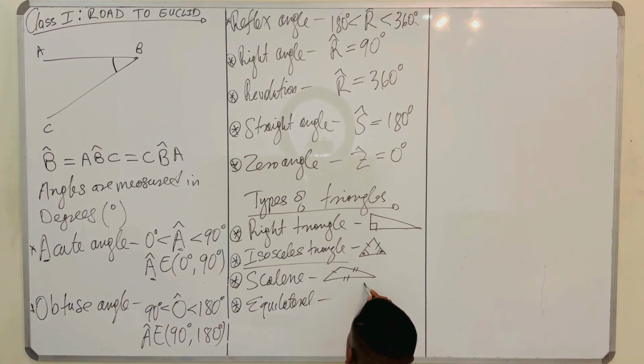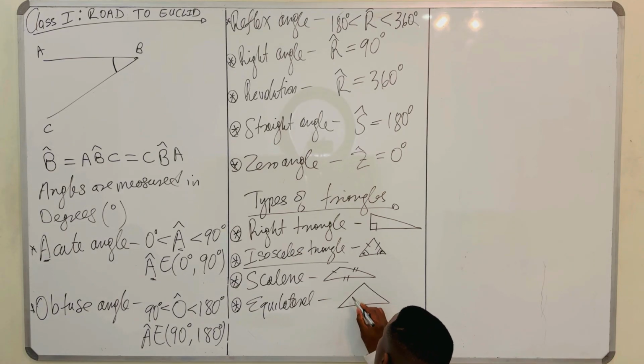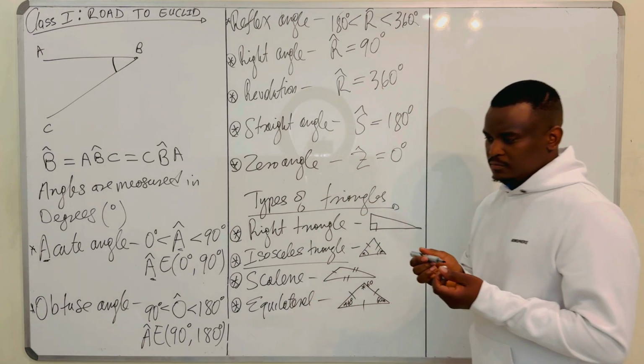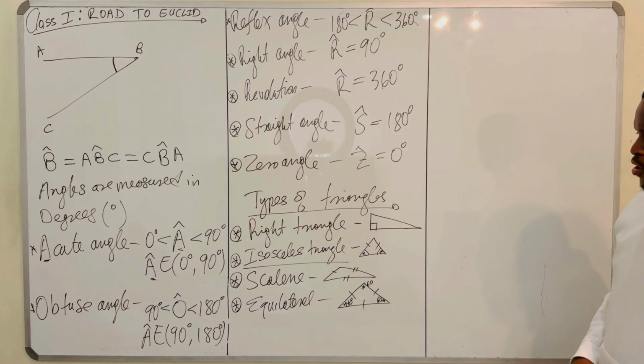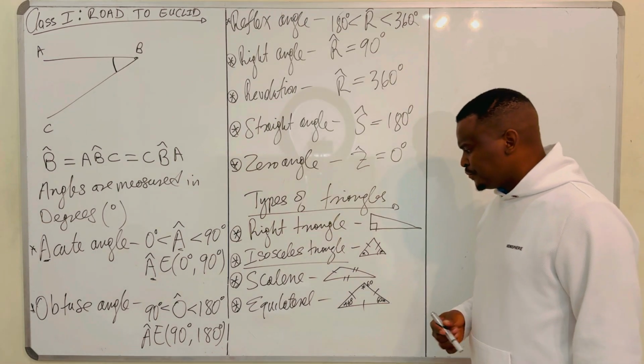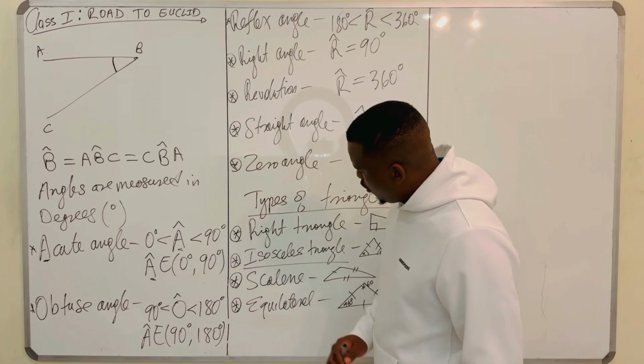So in an equilateral triangle, all sides are equal, like this. This side will be equal to this side, will be equal to this side, and all of the angles will be 60s. Are you guys happy so far? No problem.